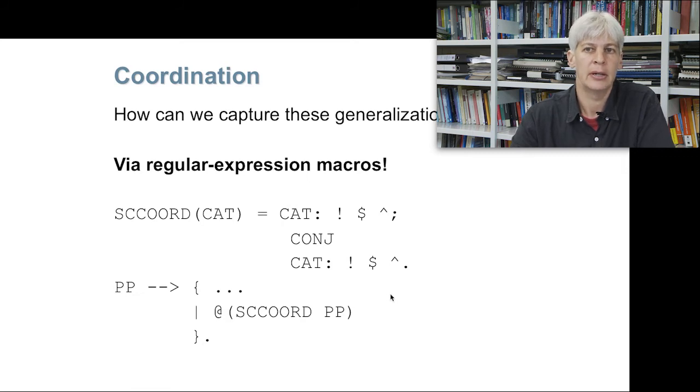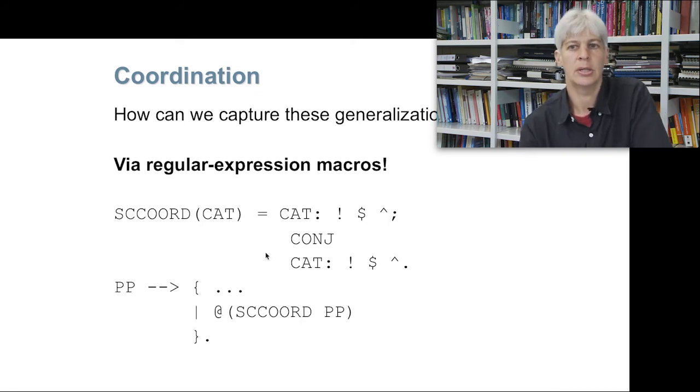So how can we capture this generalization? Well, there's something called a regular expression macro in XLE. This gets put into the rules section, and here we've defined a regular expression macro as same category coordination. What it does is take a category as a variable, and then it says, okay, take this category, conjoin it with that same category. For example, PPs. You have a disjunct in the PP rule that says do same category coordination. So then this PP gets substituted in here. So the effect would be PP conjoined with PP, or you could have a verb conjoined with a verb.